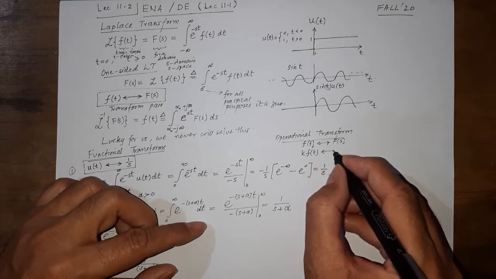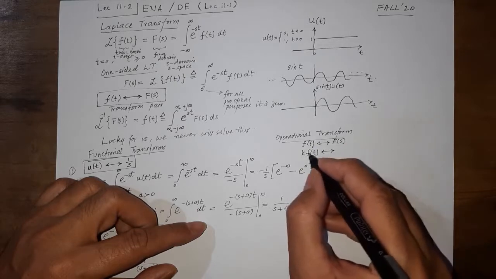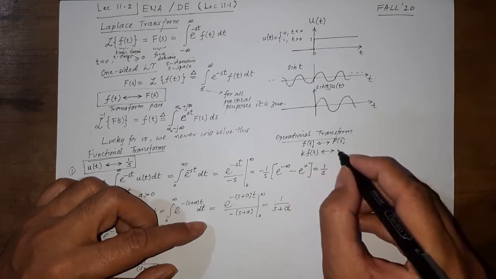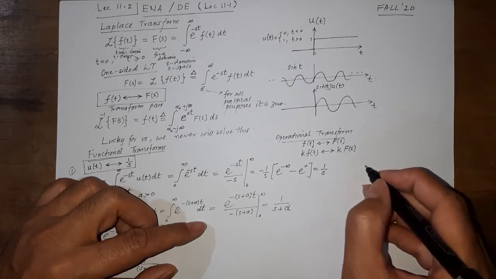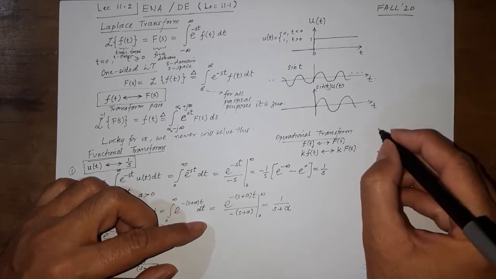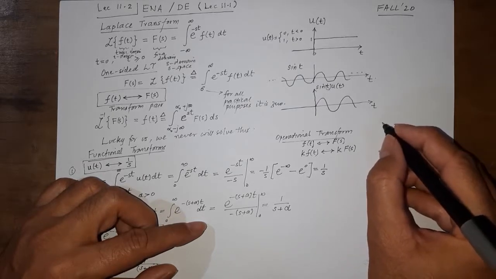How would the transform be affected? If the Laplace transform is a linear operator, we are going to get this multiplied by k times F(s) as well, and we can prove this.